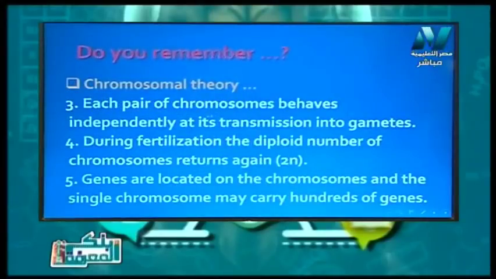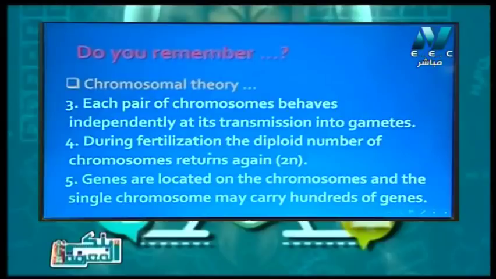Each pair of chromosomes behaves independently at its transmission into gametes. So during the formation of gametes, the homologous chromosomes behave independently from each other. One goes to the gamete, and the other goes to the other gamete. During fertilization, the male gamete and the female gamete fuse together and produce the new cell of the next individual, which contains 2n.